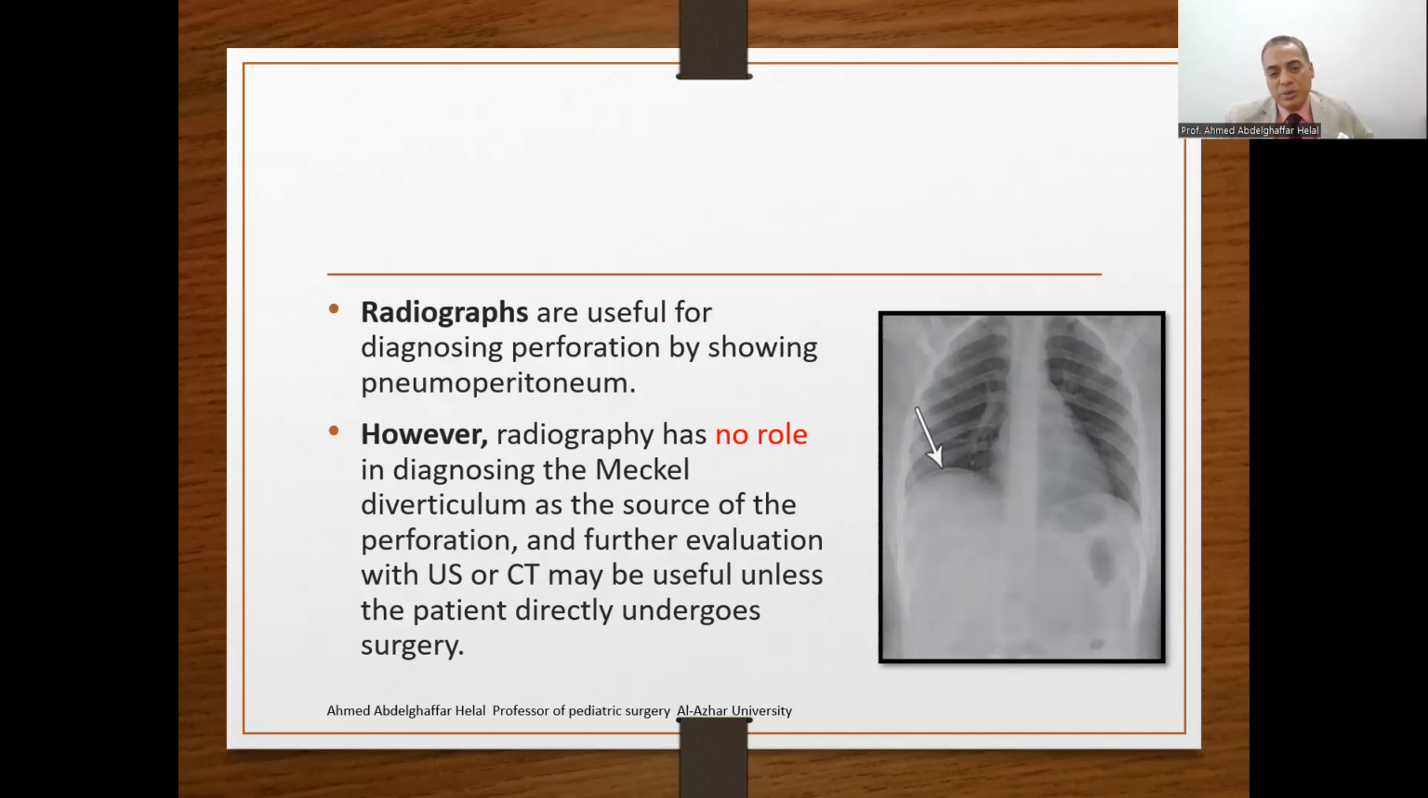Further evaluation with ultrasound or CT may be useful, unless the patient goes directly to surgery with an acute abdomen. In these cases, as we said, sometimes you don't have time to lose performing sophisticated investigations, and you will transfer the child to the OR. So this is the extreme, a perforation of the Meckel. So the Meckel may present with gastrointestinal bleeding, may present with small bowel obstruction, may present with diverticulitis like appendicitis, or may present in the extreme with perforation. So the story of the Meckel is very important for the pediatric surgeon and pediatrician.